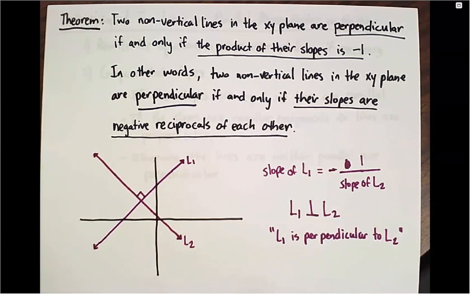But like I said, in plain English, 2 non-vertical lines in the xy plane are perpendicular if and only if their slopes are negative reciprocals of each other. So that's the whole reason why on Tuesday we spent so much time talking about slope. This is an application of using slope.